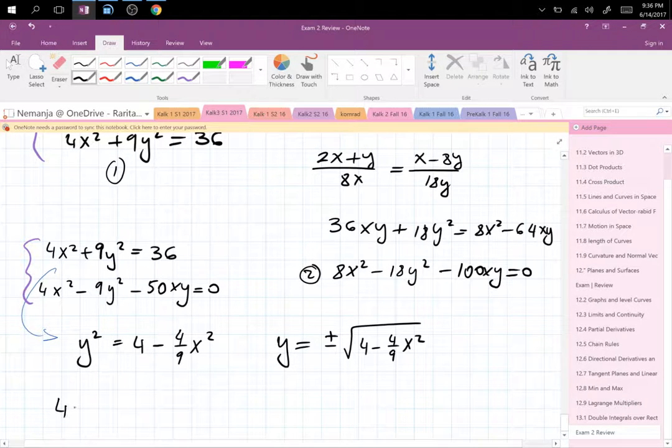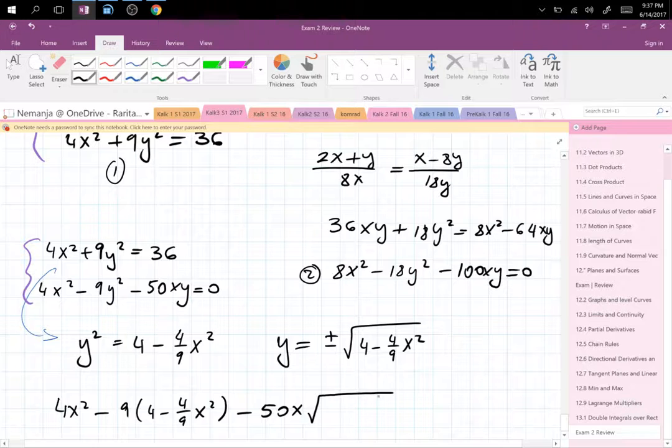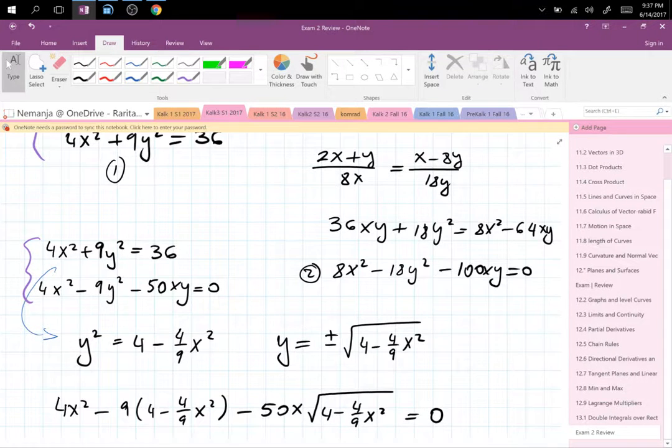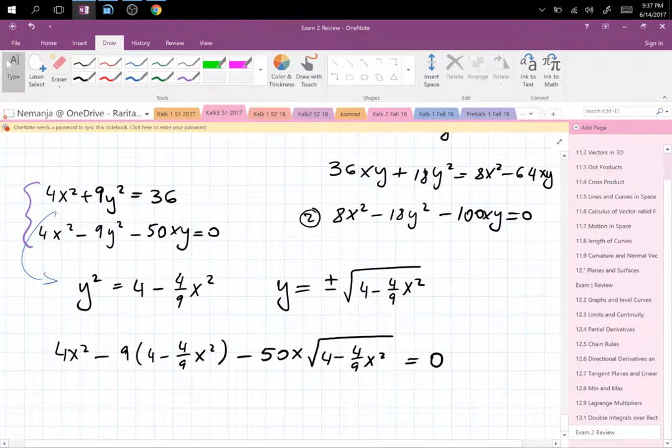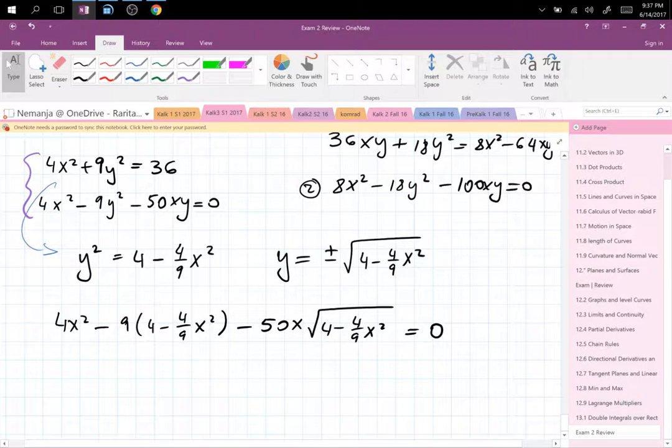So we have 4x squared minus 9y squared, which is 9 times 4 minus 4/9 x squared. That works nice. Minus 50 times x times the square root of 4 minus 4/9 x squared equals 0. Do you see how the entire equation is in terms of x? Therefore easy to solve, right? Exactly. You'll have to do this again with a negative square root, but that's okay.